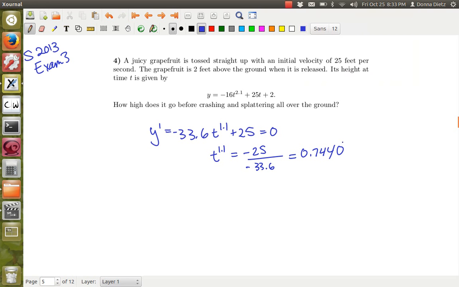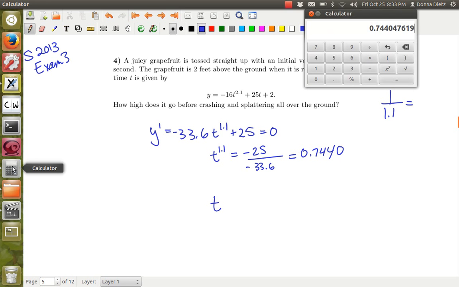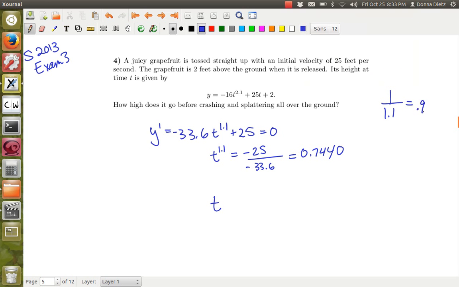And honestly, if students got that far, they got some credit, because a lot of students didn't know how to proceed from here. Well, what's the reciprocal of 1.1? It's really close to 1. 1 divided by 1.1 equals 0.90909, that kind of stuff. Okay, so if we had 0.909, we raised 1.1 to the 0.909, that should give us back 1.